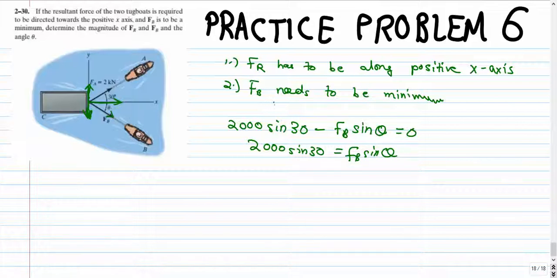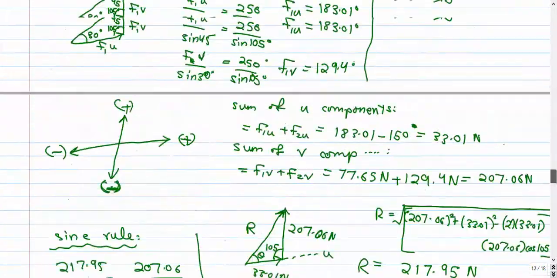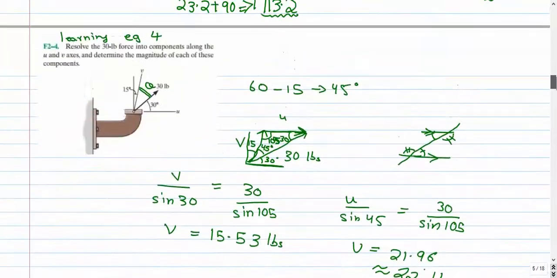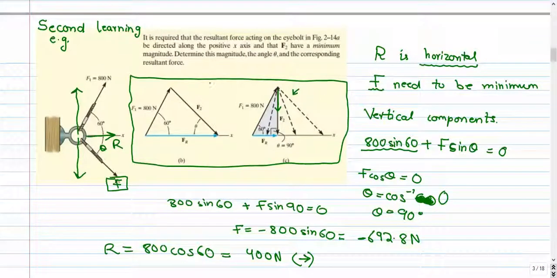Alright, now let's move on to the second condition. Fb needs to be a minimum. So in order for Fb to be a minimum force, what has to be the angle that it makes with the positive x-axis? Normally I would say that if the axes that they have given you are perpendicular, you don't need to draw a vector triangle. But for this question, for the sake of explaining it properly, I would like all of you to look at a previous problem that was pretty much similar to this one. I believe that was a learning question. Yeah, this one.